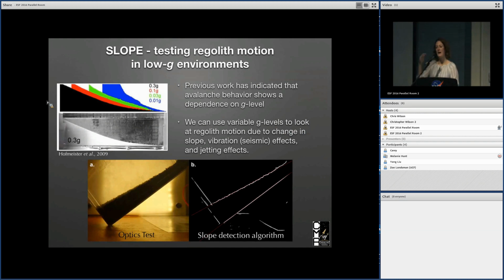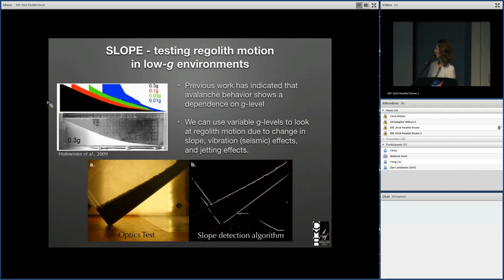So we know we see mass movement on places like Eros, we see mass movement on the moon, the lunar surface, and previous studies have shown that there's actually dependence on what that slope behavior is going to do on the gravity level. So we'd like to be able to do experiments in which we can vary the gravity level and see how that affects the slope motion, how that affects the granular dynamics with different types of material properties and size distributions, for instance.